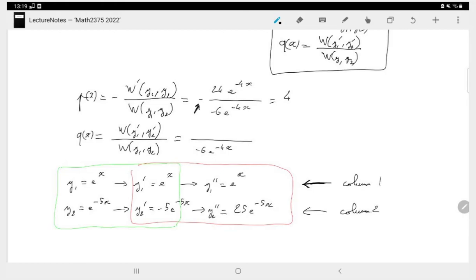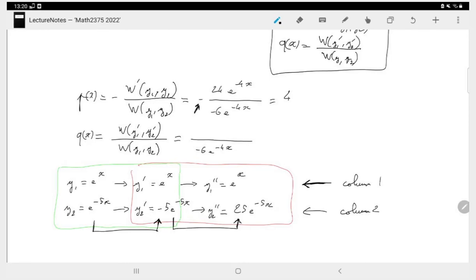And the key thing here is that when you go from the Wronskian of y1, y2 to the Wronskian of y1 prime, y2 prime, column 1 stays the same. It's e to the x everywhere. But column 2 changes. That guy becomes this guy, which is minus 5 times what it was. And that guy becomes this guy, which is minus 5 times what it was.